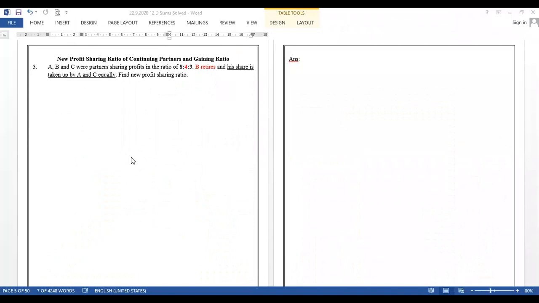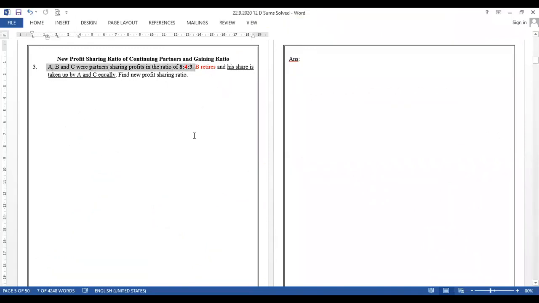I have not selected questions number 1 and 2. The reason is that they're very simple. What is the point over there? Suppose A, B, C are the partners, and we are told that B retires. Find the new ratio.